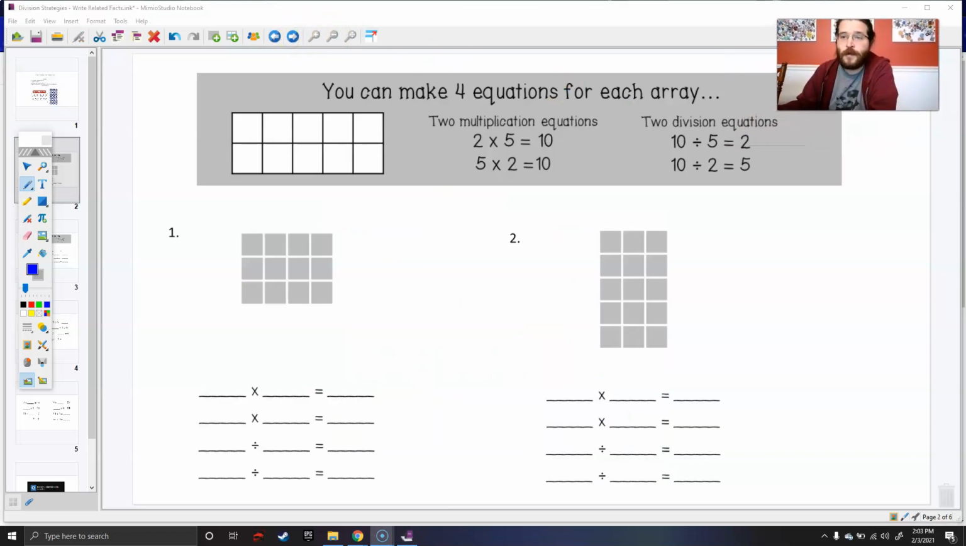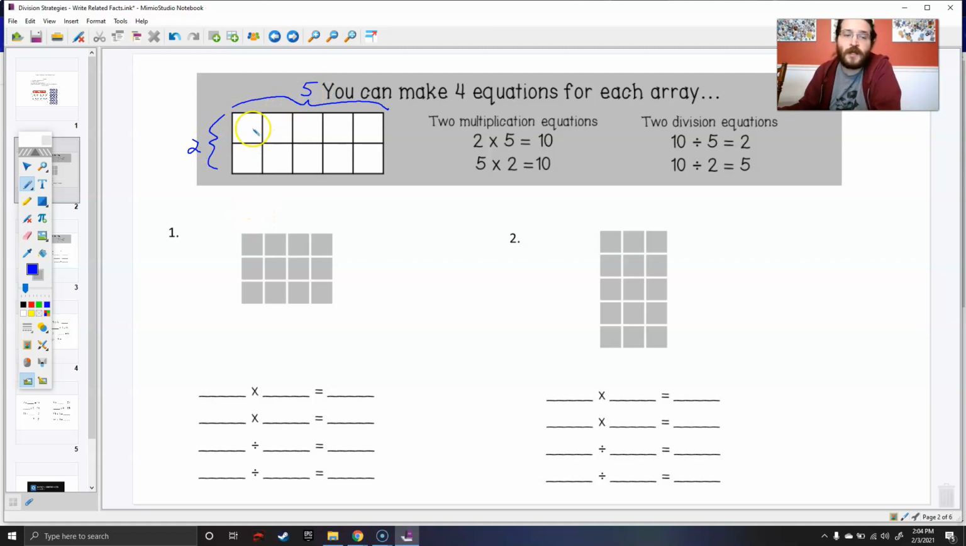All right, so we were using arrays last time. We can make 4 equations in each array, right? So if we think about it, we have our rows and we have our columns, right? So in this case, we'd have 2 and then we have 5 on this. So if we think of this like a multiplication equation, we can take 2 times 5, all right, and that's going to give us 10. So we got 10 by multiplying.